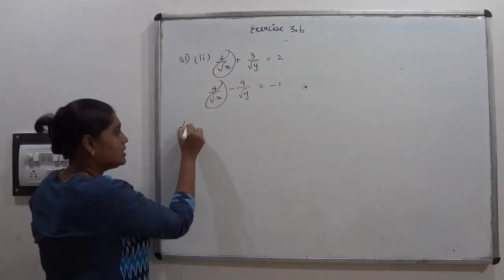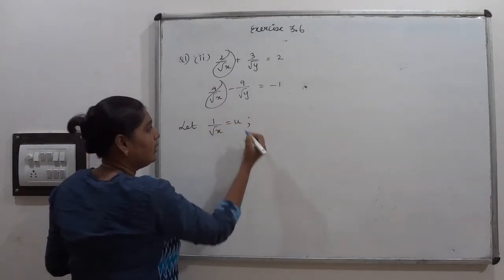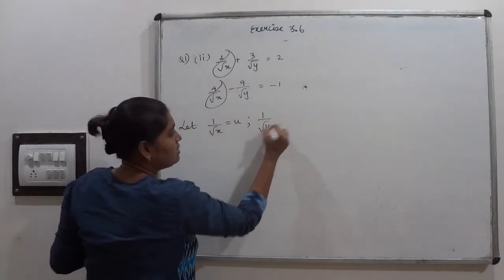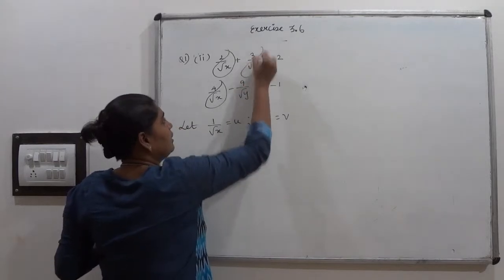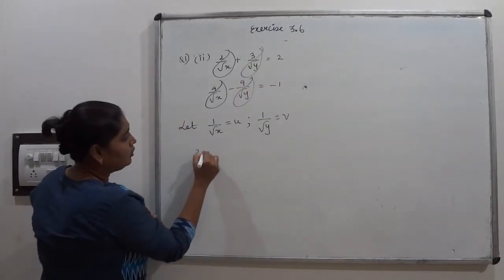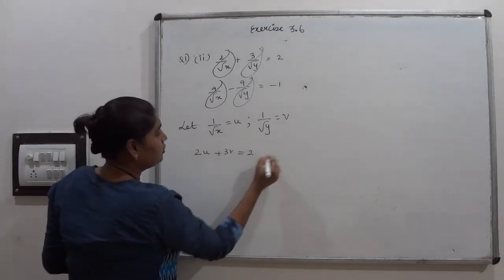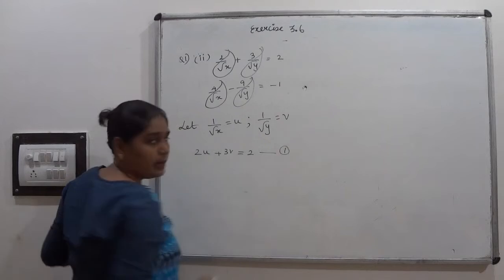1 upon root x. So let 1 upon root x be equal to u, I have taken. Like 1 by root y which is equal to v, I have taken. Look here, see. Then put that: 2u plus 3v which is equal to 2. This is equation number 1, I mark.